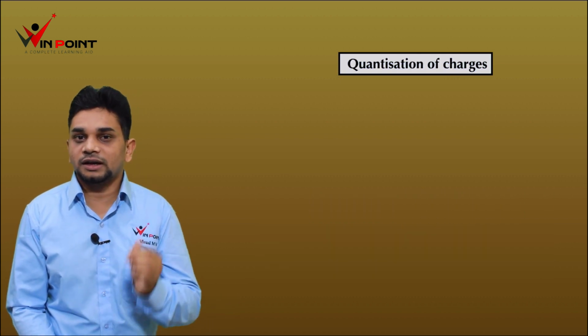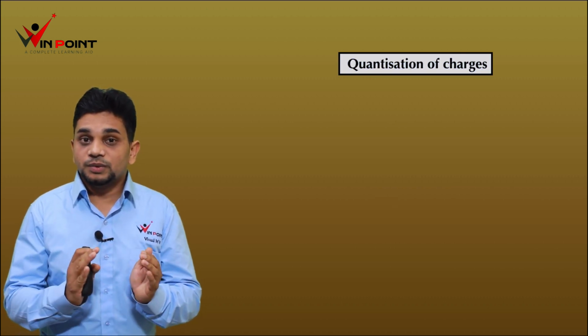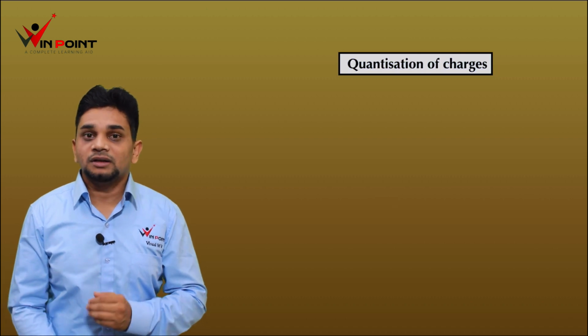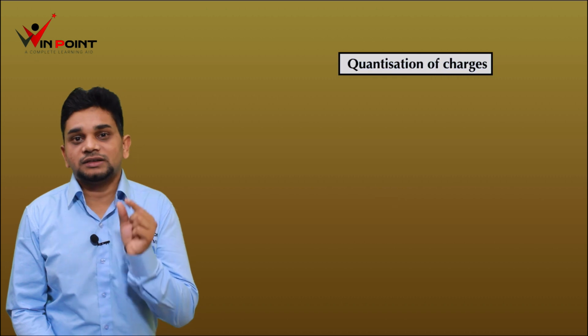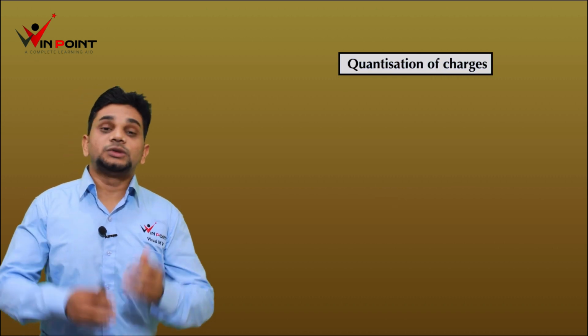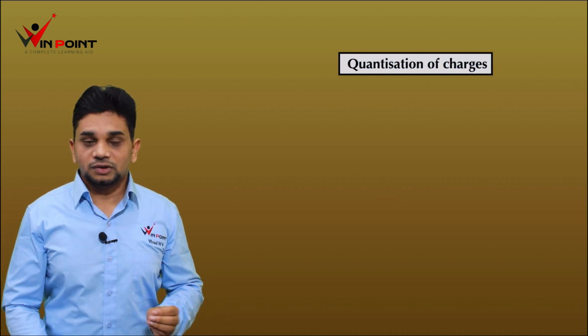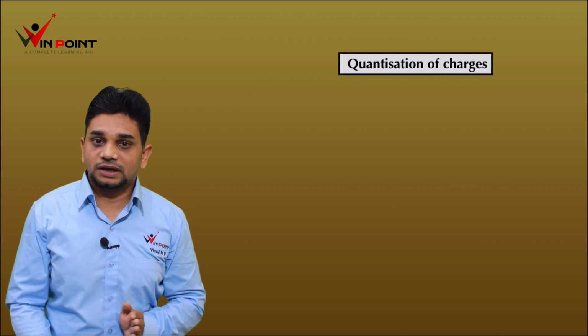When we are considering an object, that object is having charge. That should be an integral multiple of the charge of the electron. It can be 100 e. It can be 10 e. Here e means charge of electron. It can be 1000 e. It cannot be 0.5 e. It cannot be 1.5 e. This is called quantization of charge.